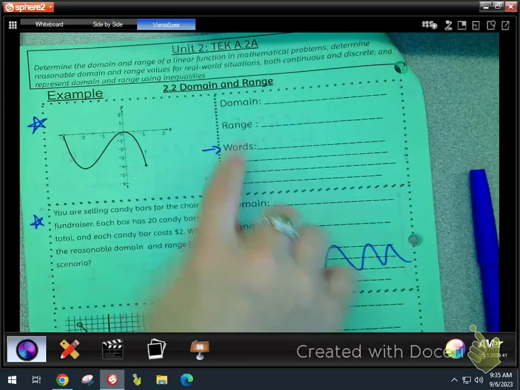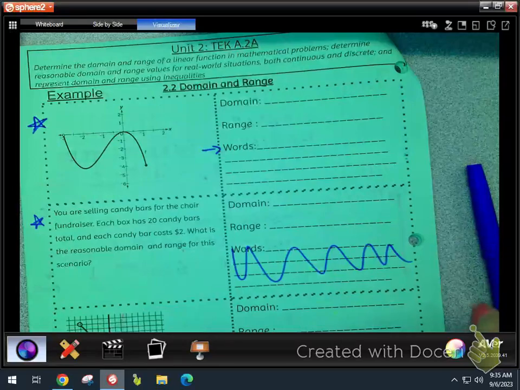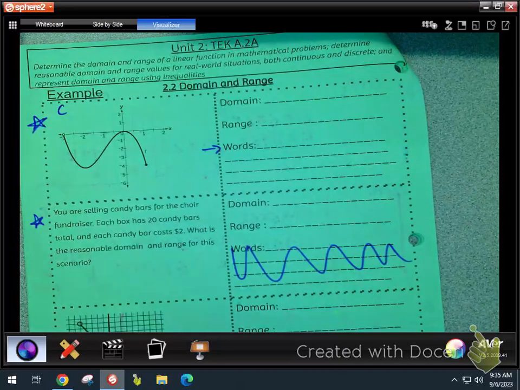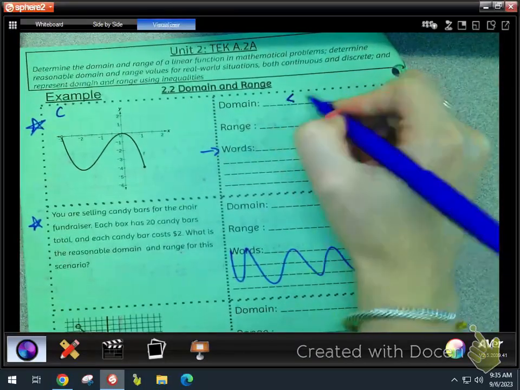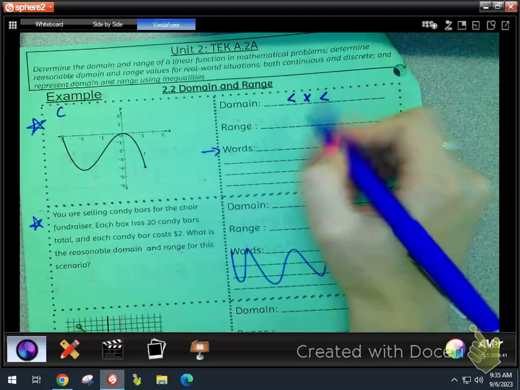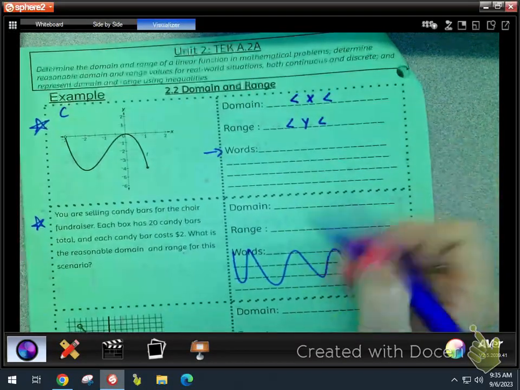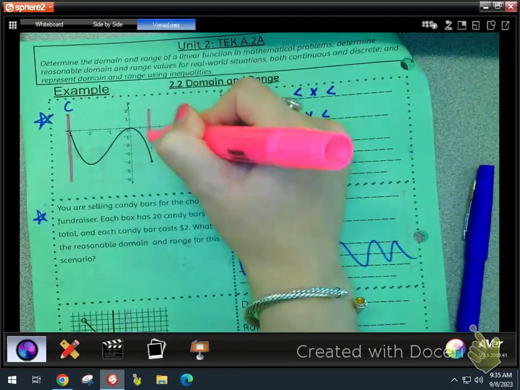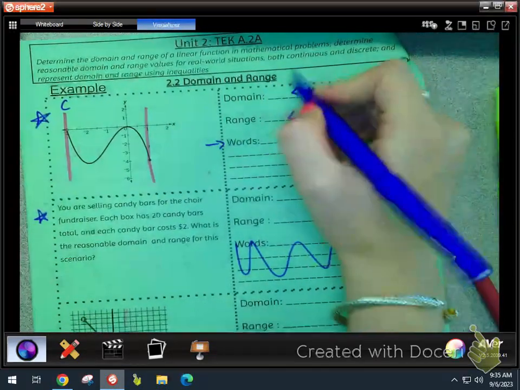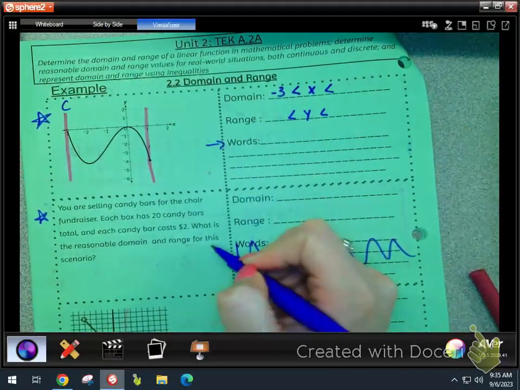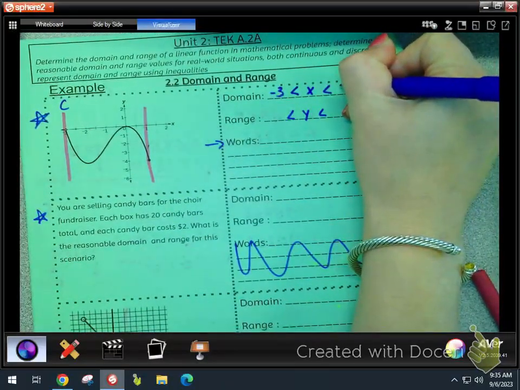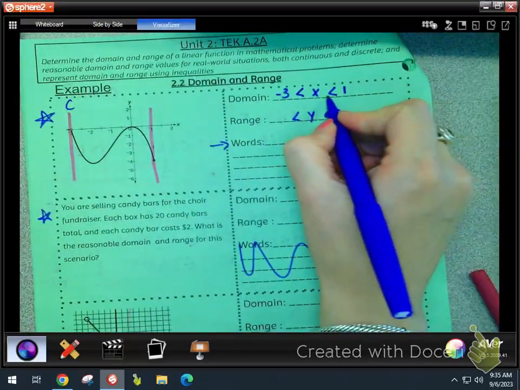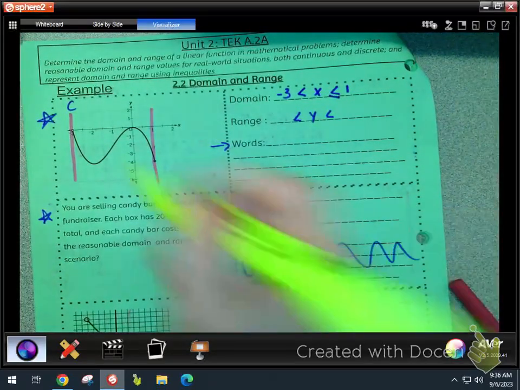So this graph, continuous or discrete? Continuous because it is connected. Very good. All right, so my domain is going to look like this. Less than x, less than. Range will be less than y, less than. And let's fill in our boundaries. What was our leftmost boundary? -3. What kind of circle did I have? Open. So I just leave that. What about my rightmost boundary? 1. And it was a closed circle, so I have a or equal to. All right. What about our range?